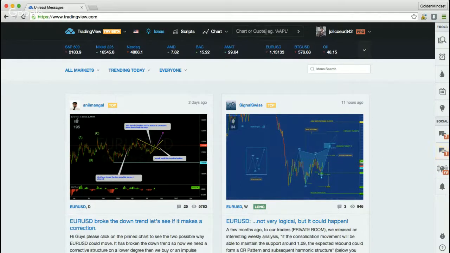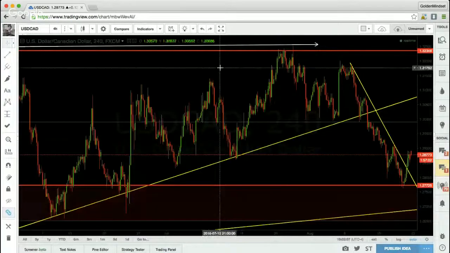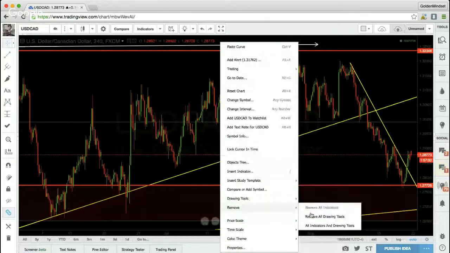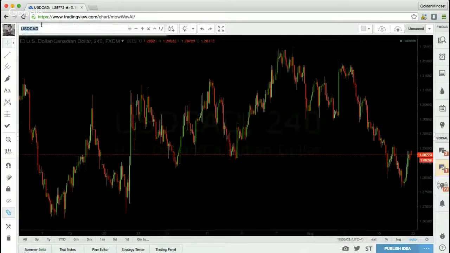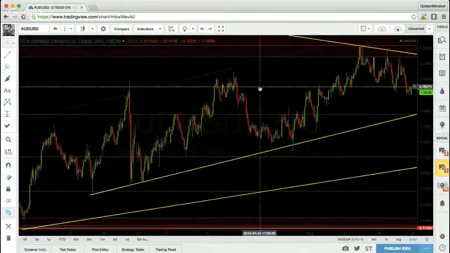All right, guys. Perfect. So now we are beginning. We're gonna go ahead with the AUD USD chart, and then we're gonna take a look at USD CAD also. AUD USD right there.